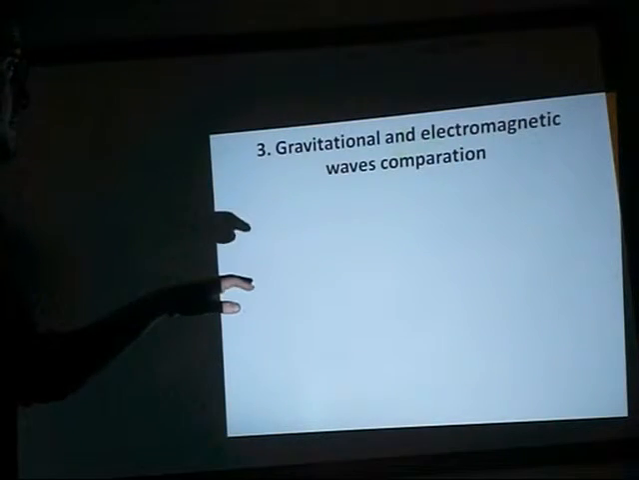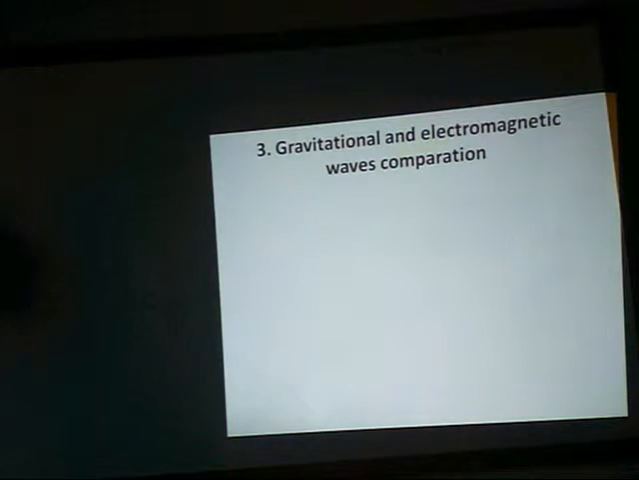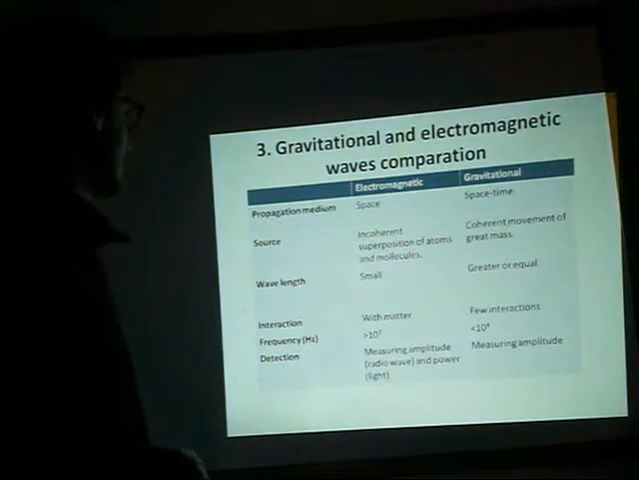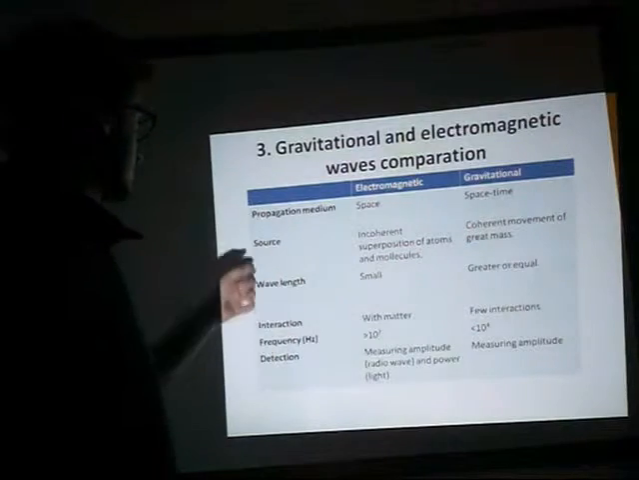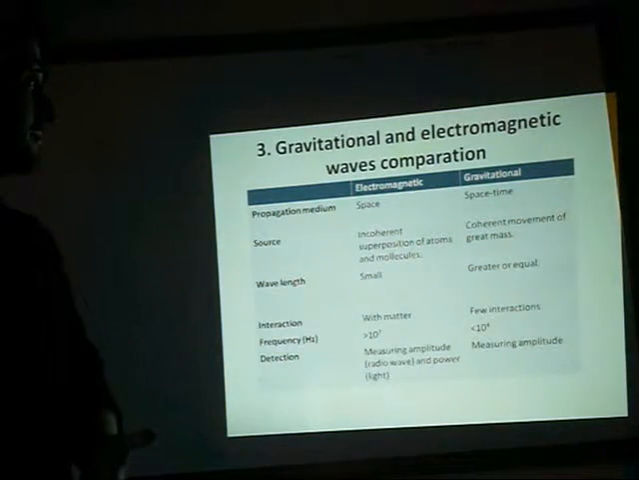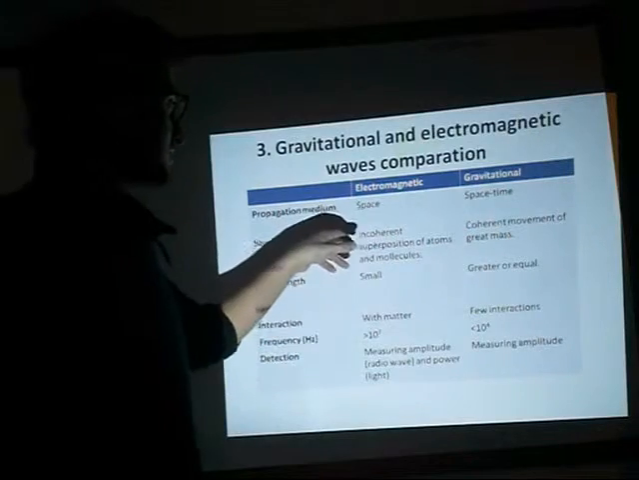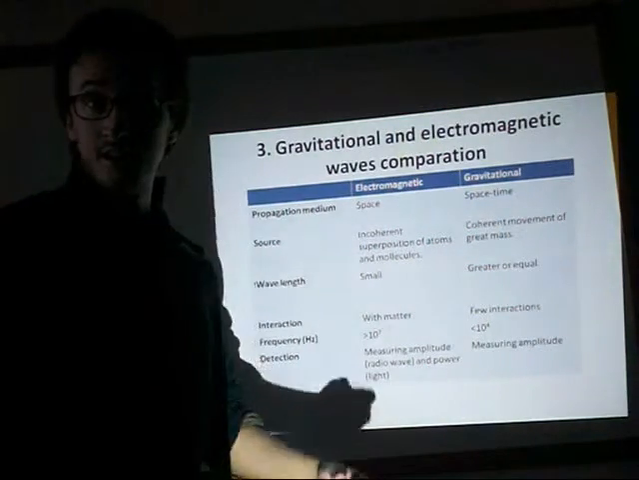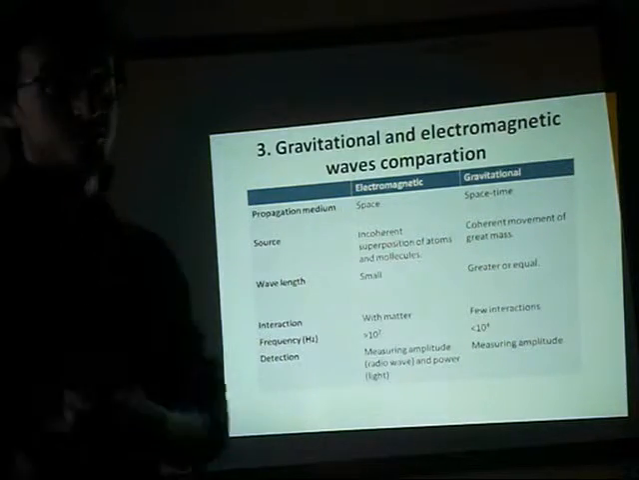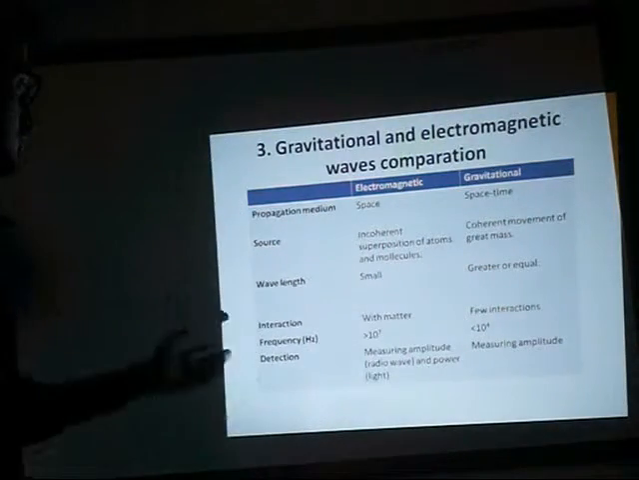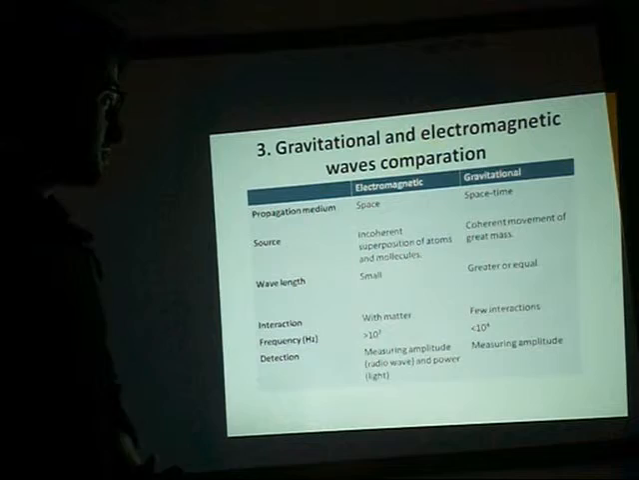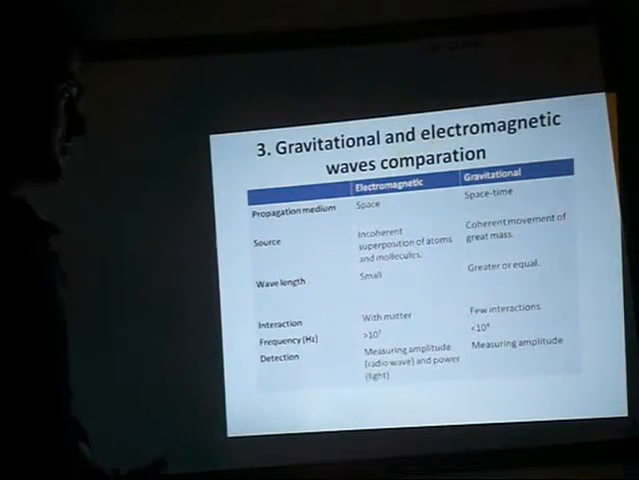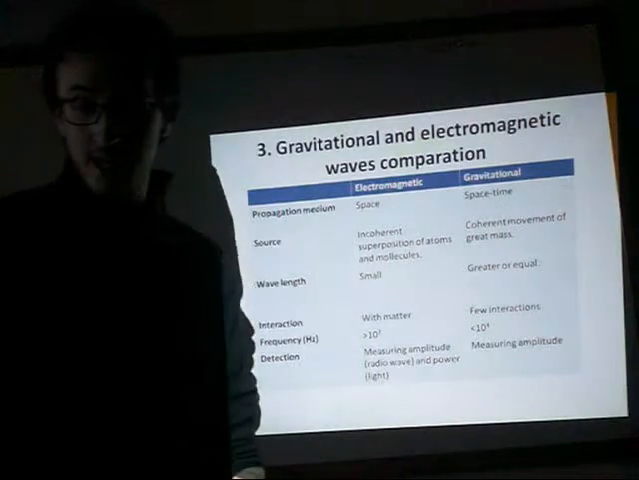Well, now I will explain the differences between gravitational and electromagnetic waves. I divided it into some differences. For example, the propagation medium. In electromagnetics, it is space. In gravitational, it is space-time due to general relativity. The sources are different. For electromagnetic waves, it is the superposition of currents of atoms and molecules. In gravitational, it is the movement of large masses.